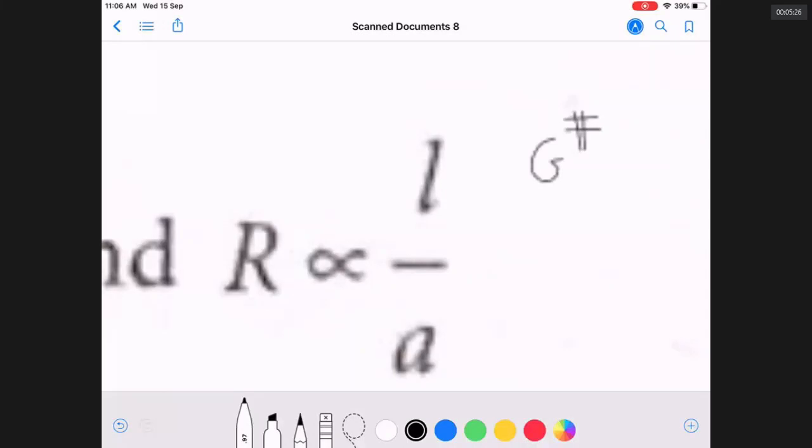What does G hash mean? L by A. Or you can denote it by G star, I have no problem. So in this relation, instead of writing R is proportional to L by A, R is equal to rho into G star. Can I write like that, sir? Yes. I said that 1 by rho is called kappa.